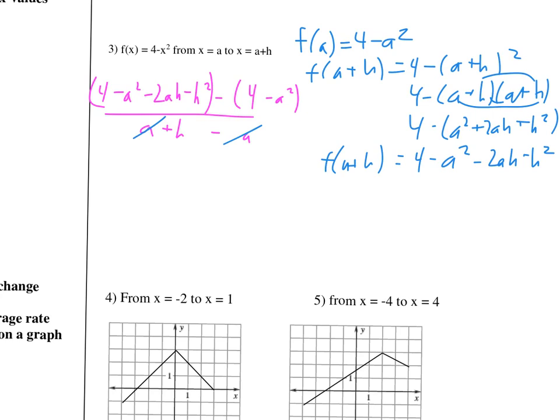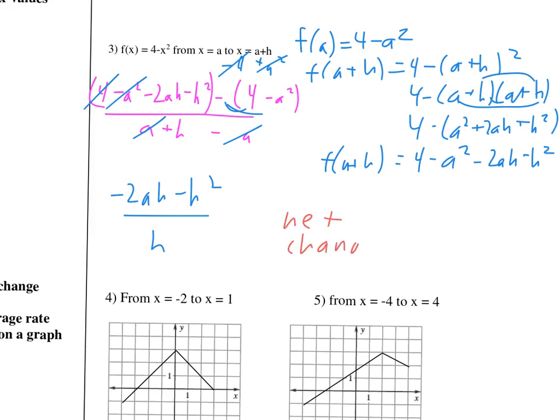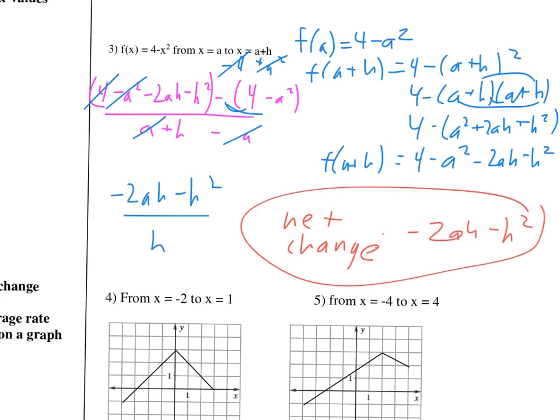Okay, so now I'll go ahead and simplify this. So I'm going to distribute the negative. I'm going to go ahead and write that up here so I don't have to rewrite everything again. And then I can cancel this stuff out. So the 4 cancels out with the negative 4, the a squared with the negative a squared. I'm left with negative 2ah minus h squared over h. Now I'm going to stop right there and point out that I have now my net change. My net change is just going to be the numerator there, which is negative 2ah minus h squared. And for my average rate of change, I'm going to divide everything by h here. And so that'll leave me with negative 2a minus h.